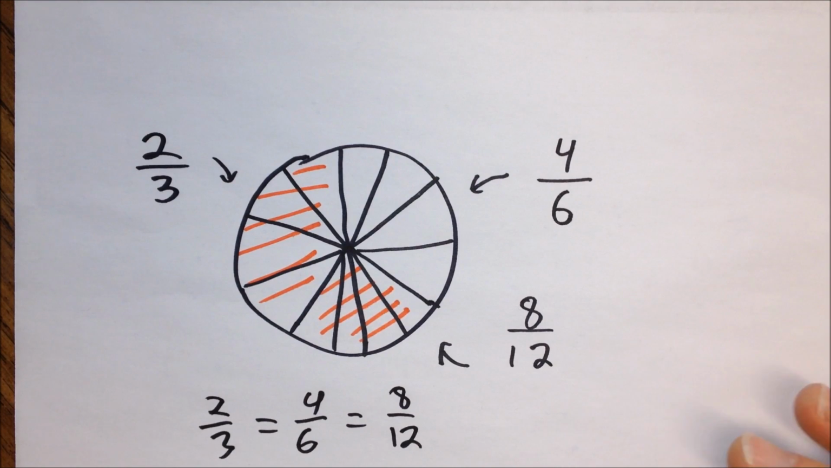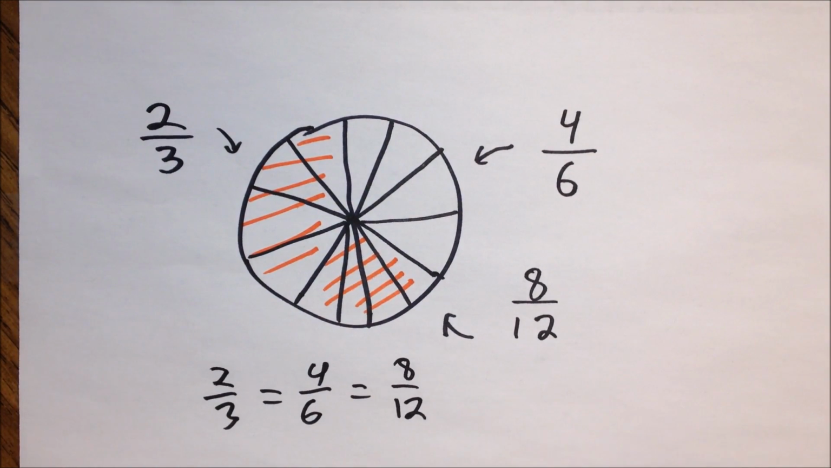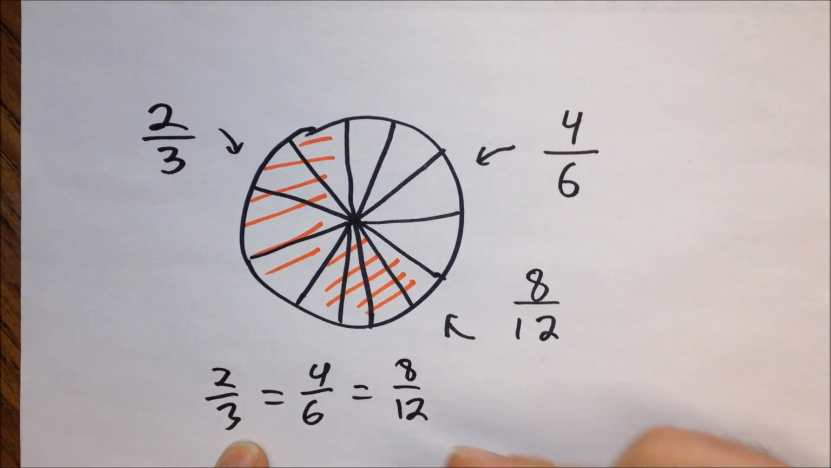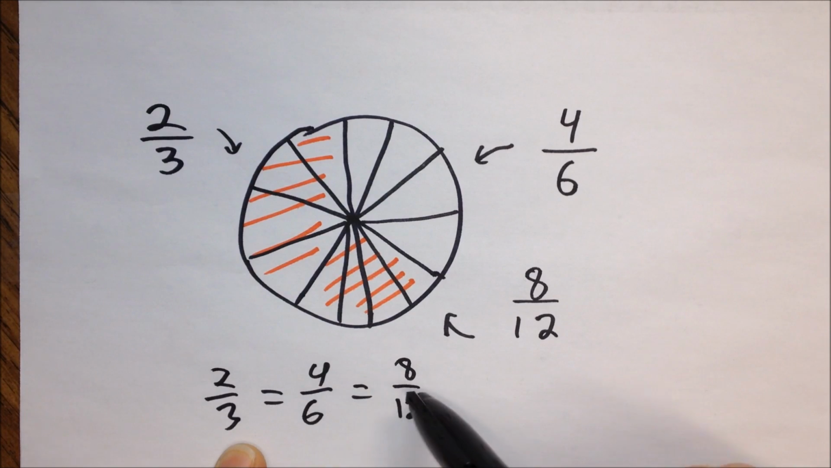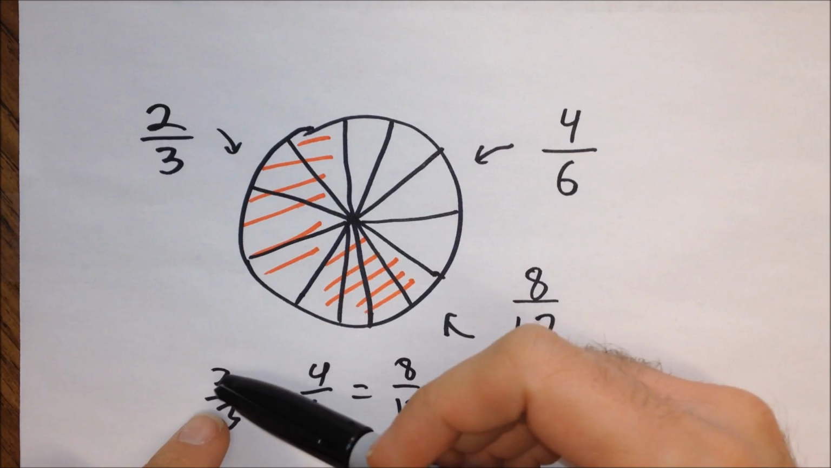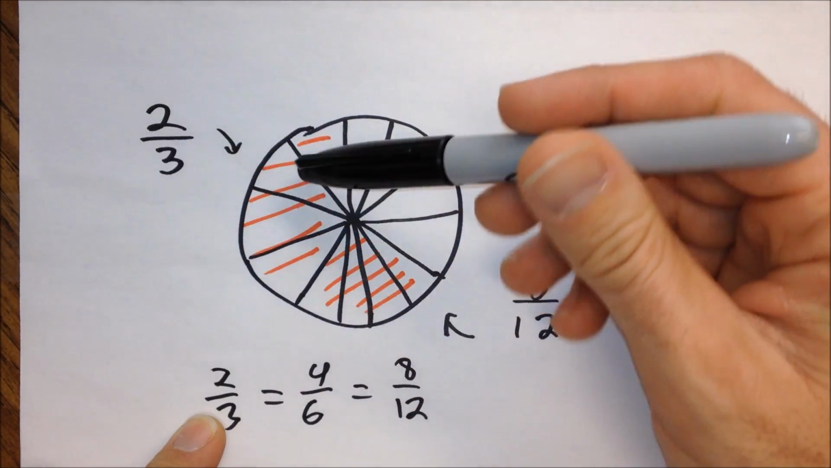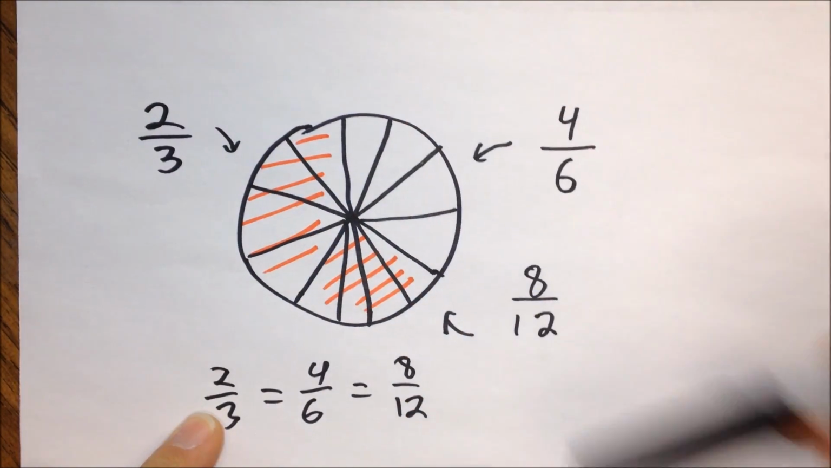And this is kind of unusual for us because we're used to, in the world of mathematics, every number having only one way to write it, number 5, 6, 7, etc. But fractions are a little bit different because there are many ways to write a fraction, and here are 3 different ways.